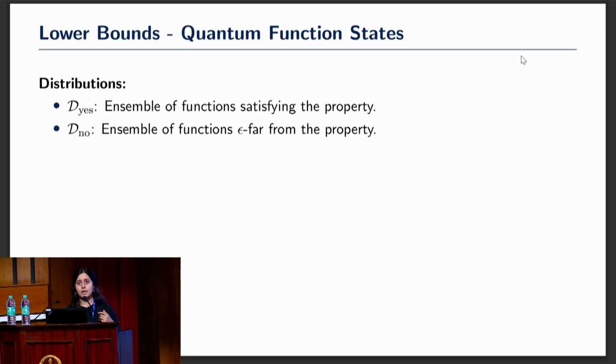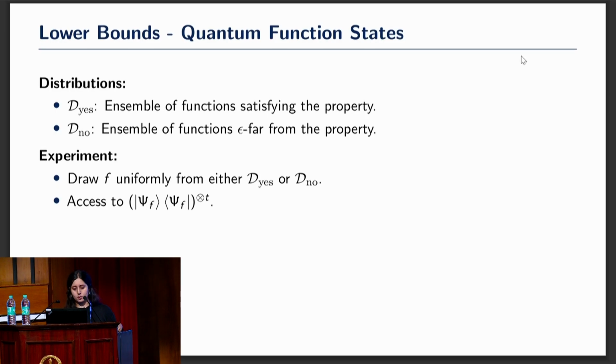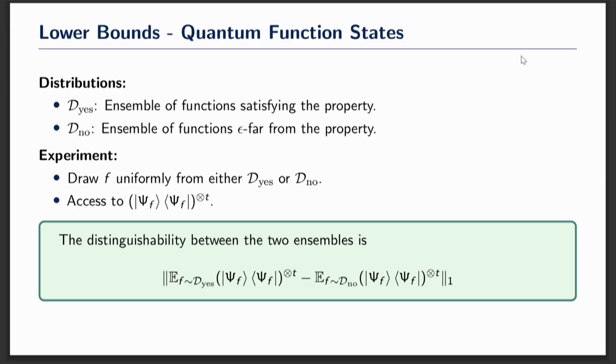One natural thing to do is to take 2 ensembles of functions, one that is distributed on functions that satisfy the property that you care about, and the second is an ensemble of functions that are epsilon far from satisfying the property you care about. You draw f uniformly at random from either of the 2 distributions, and you're given access to t tensor copies, where t characterizes your sample complexity. And the distinguishability between the 2 ensembles is characterized by the trace norm. So now the goal is to come up with 2 different distributions that will help you characterize the sample complexity, and then also prove that they're either easy or hard to distinguish.